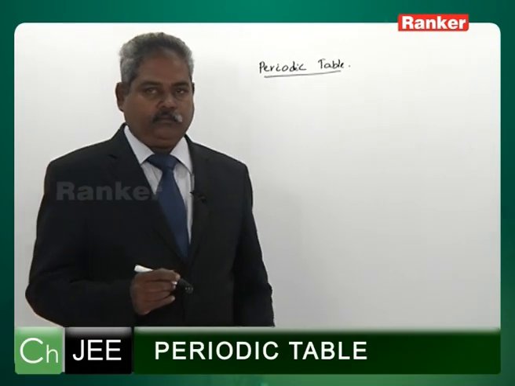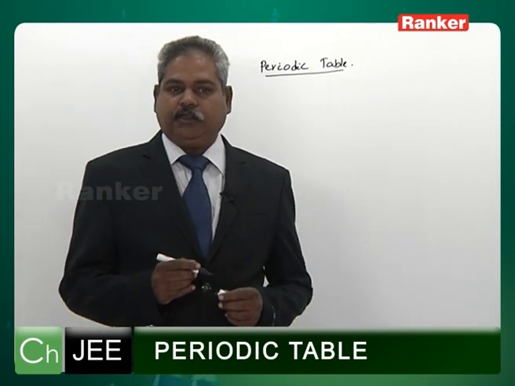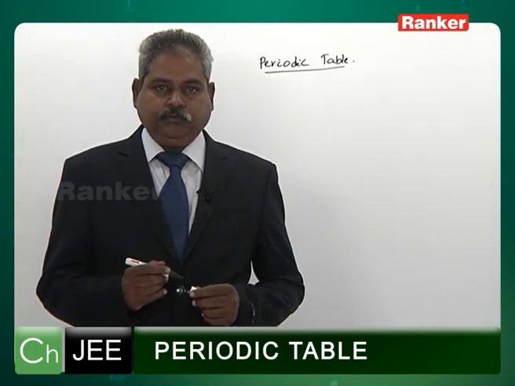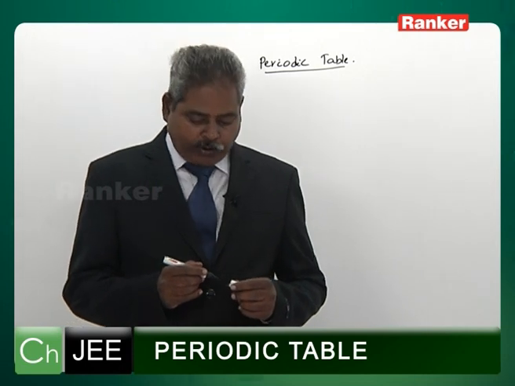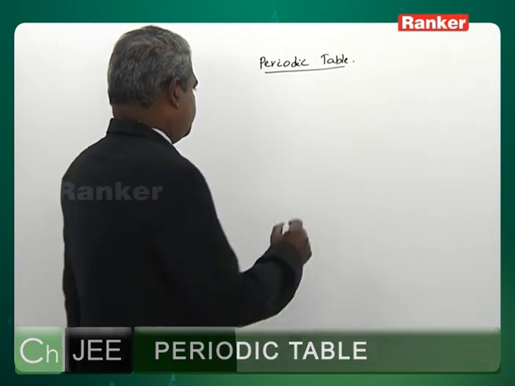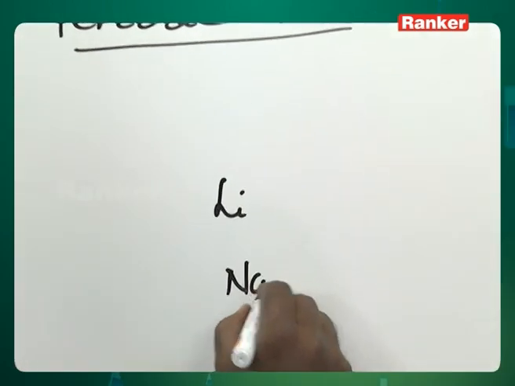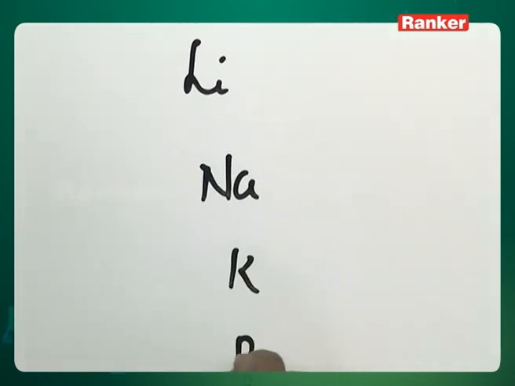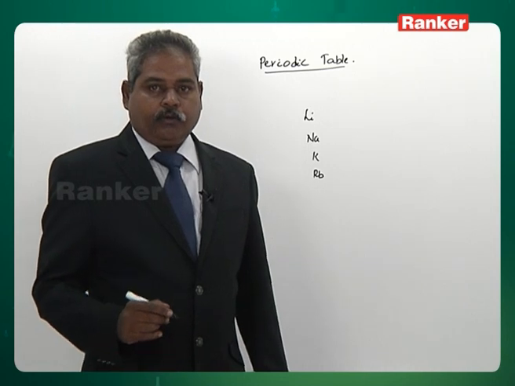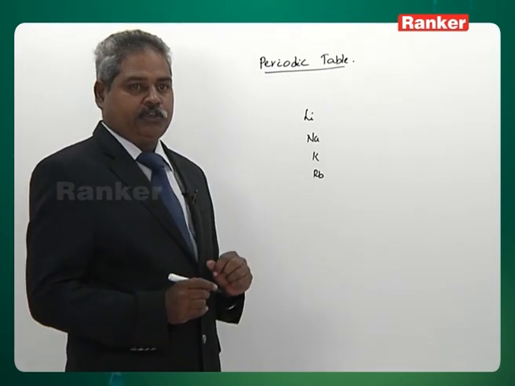Periodic table: it is about the classification of elements and trends in properties. Why do we need to classify elements at all? Suppose you happen to know that lithium, sodium, potassium, rubidium, all of them belong to the same group, you can easily understand the relation in their properties.